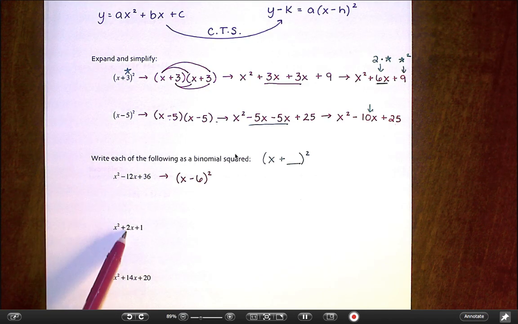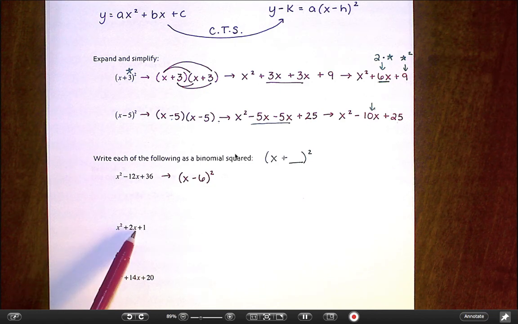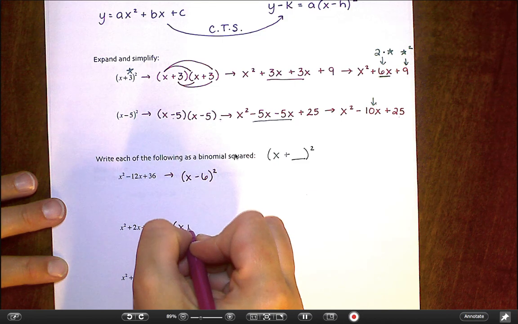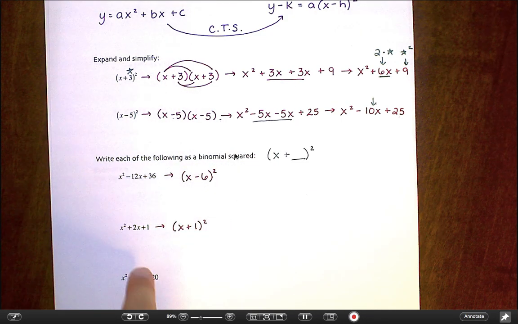So let's try it here. This is double the number that I'm looking for. This is the square of the number that I'm looking for. So using those 2 pieces of information, I can say this would be x plus 1 squared. And if you really wanted to check, you could FOIL these things out and they should turn into that.